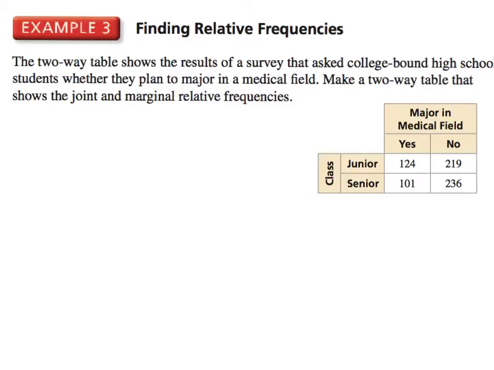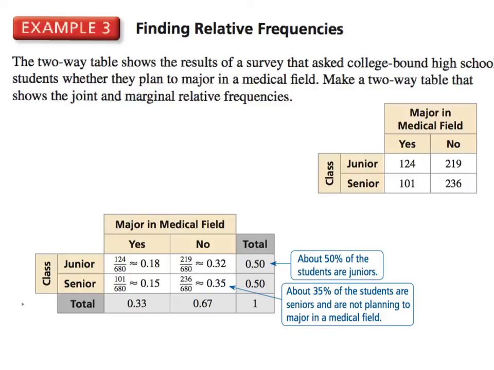Here's how it looks. To find the joint relative frequency, you're going to add up the total number of people surveyed. So how many total people are surveyed in this problem? It would be 680. So if you added together all three of these numbers, you would get 680 people. So here's how you find the joint relative frequency. You take each of these numbers, 124, 219, 101, 236, and you divide it by the total. And that's going to give you a decimal.